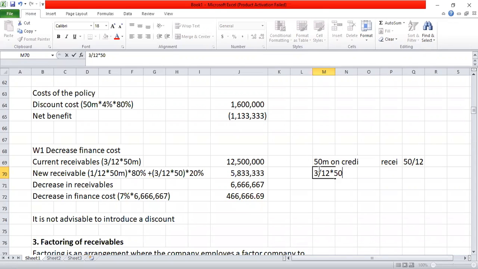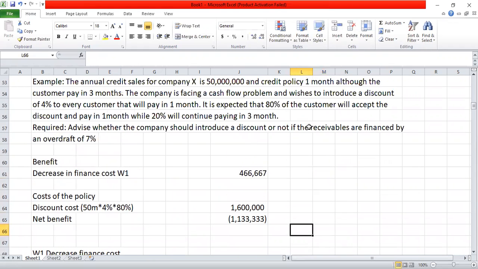Now, if we come to a discount, if we're analyzing our discount, the discount is going to be calculated on the credit sales. If all customers are going to pay in the same period, it means all these customers who are buying will go for a discount.